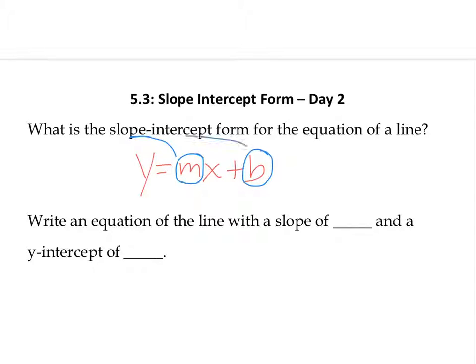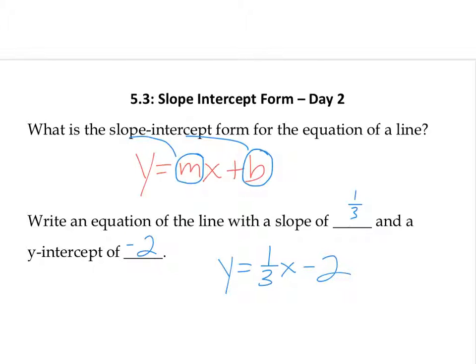Okay, the slope-intercept form. So for instance, if we know the slope of a line is 4 and the y-intercept is 6, the equation of the line would be y equals 4x plus 6. If we know the slope of the line is 1/3 and the y-intercept is -2, we'd have y equals 1/3 x minus 2. Slope goes in for the m, so 1/3 x, and the y-intercept is -2, so that'd be like a plus -2. We can just write it as -2.